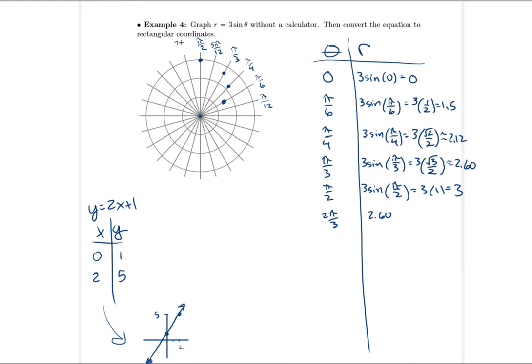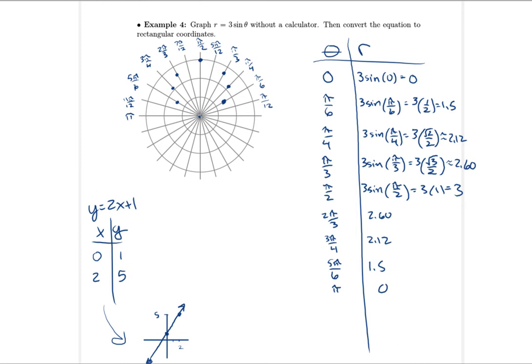So again, here's 7 pi over 12. This is 2 pi over 3, 3 pi over 4, 5 pi over 6, 11 pi over 12, and then pi. So here I'm at 2.60 again, which is actually the same as I had on the other side at pi over 3. And then at 3 pi over 4, I'm at 2.12, so that puts me right about there. At 5 pi over 6, I'm at 1.5, which puts me there. And then at pi, I'm back at 0 again, which puts me back there.